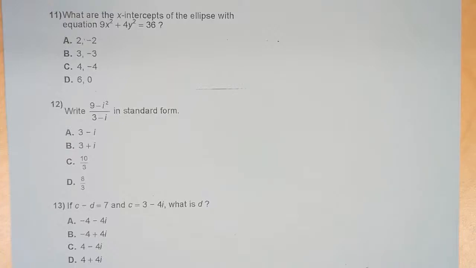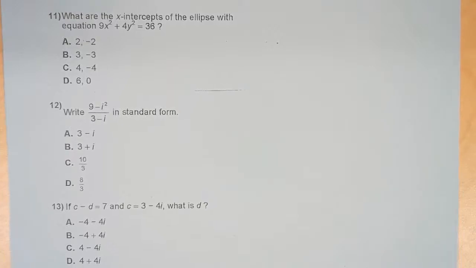Alright folks, today we're working on correcting mock EOC questions number 11 and 12. Number 11, what is the x-intercepts of the ellipse with the equation 9x squared plus 4y squared equals 36? So, hard word here is this ellipse thing.